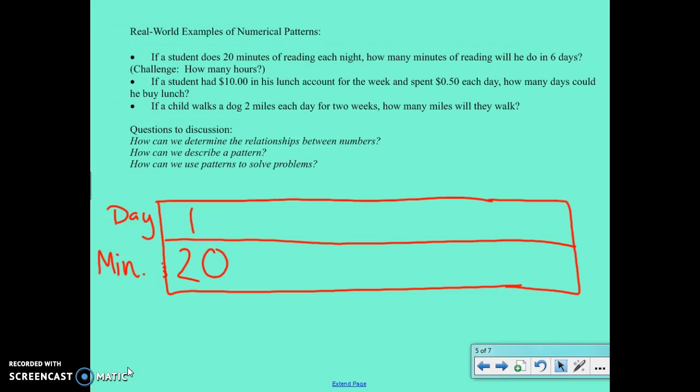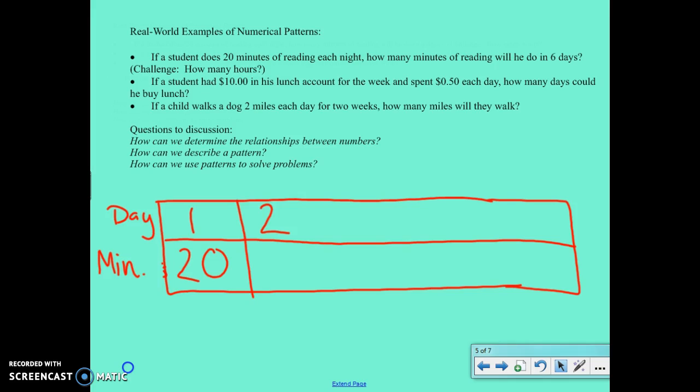Okay, so I started a chart here that shows the days and the minutes for this student who chooses to do 20 minutes of reading each night. So the first night you'll see, I already have on the table that they read 20 minutes. Now I'm going to add that second day. How many minutes would they have read the second night if a student does 20 minutes of reading each night?